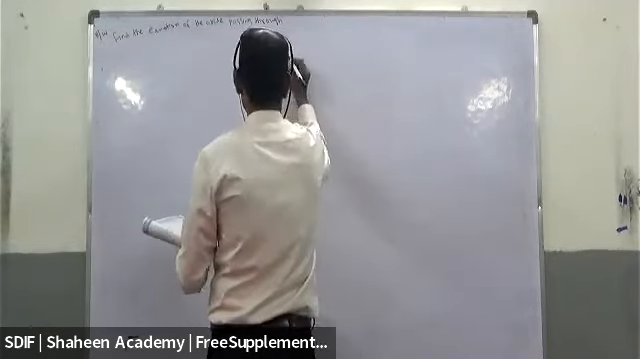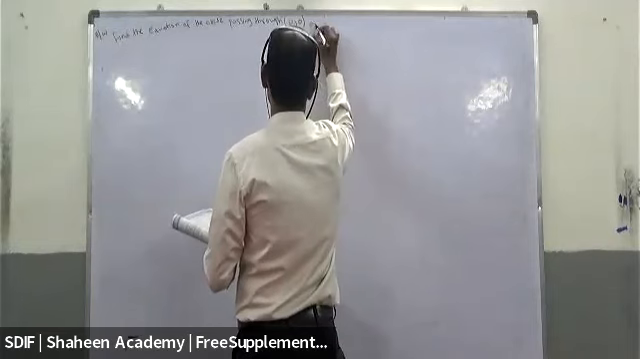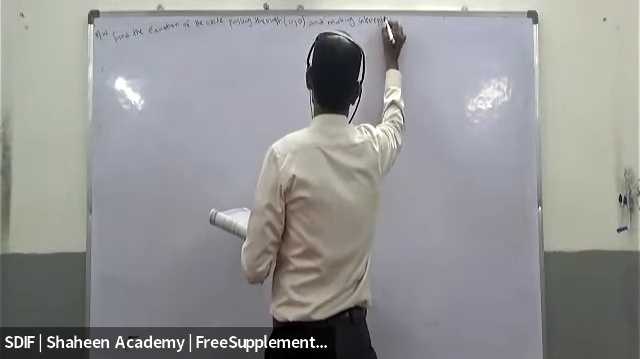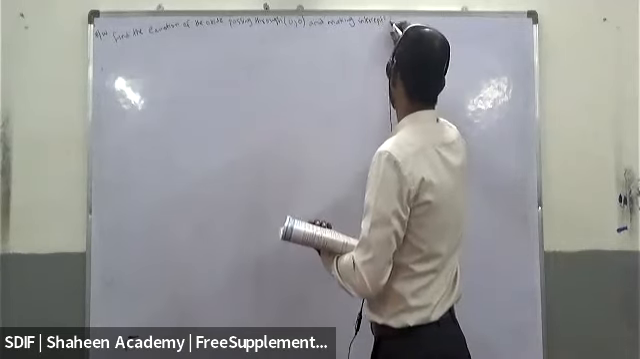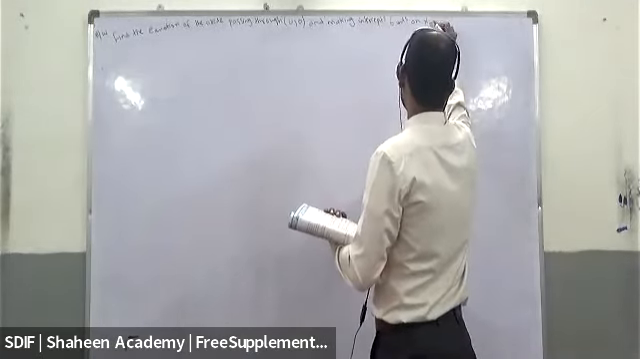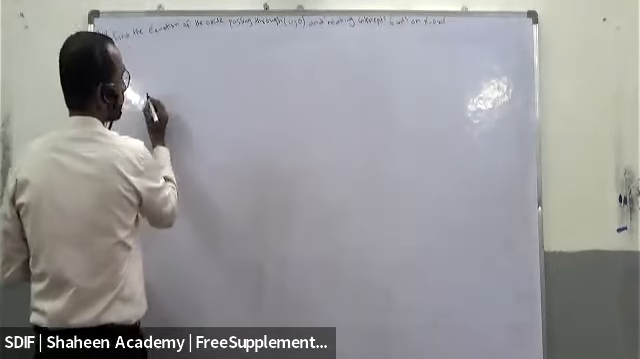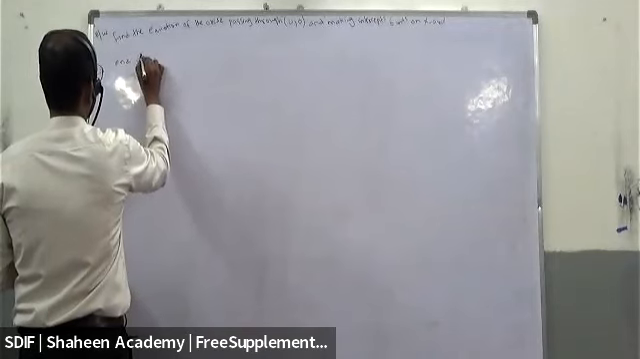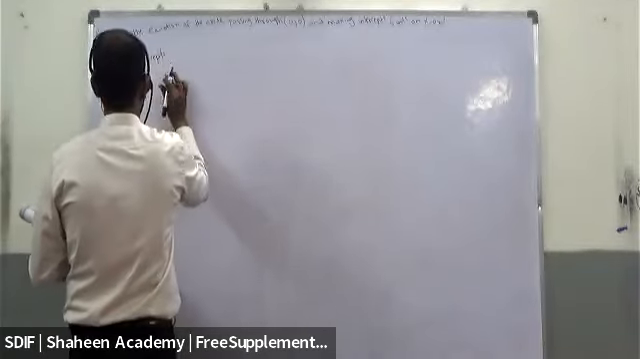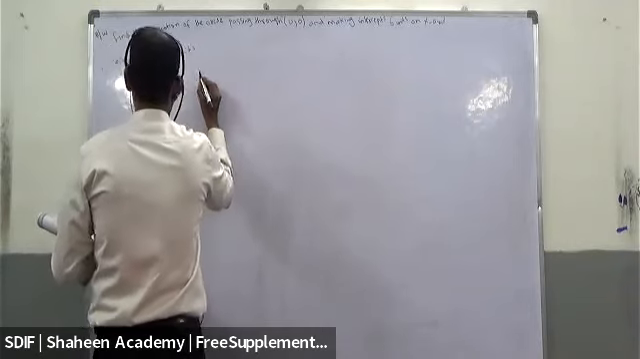Find the equation of the circle passing through 0, 0 and making intercepts of 6 units on the x-axis and intercepts of 4 units on the y-axis.